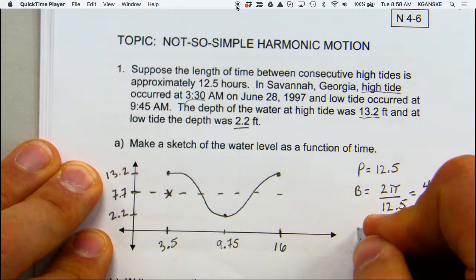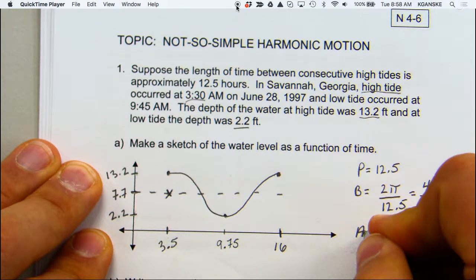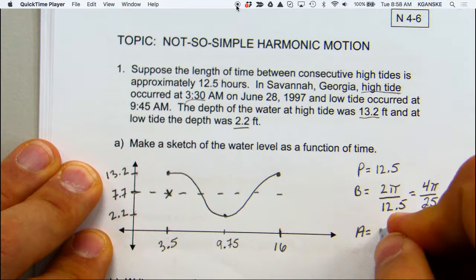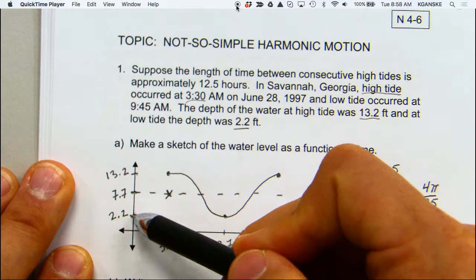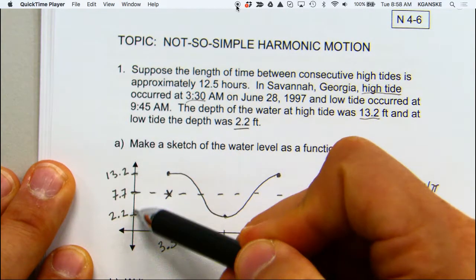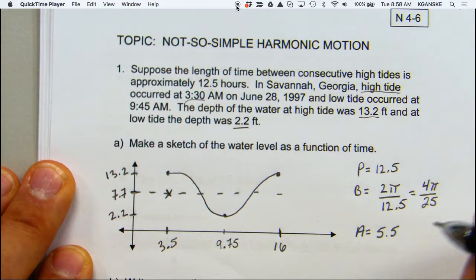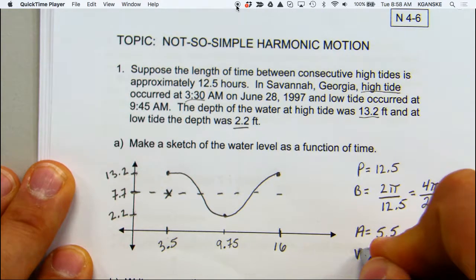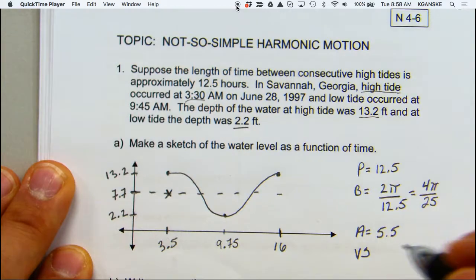So let's go through the other things that we need. I need my amplitude. How much did we say that was? 5.5. I think it's 5.5, right? In between, because I had 11 here. So half of that is going to be 5.5. My vertical shift, going off of the anchor point again here, is going to be 7.7.